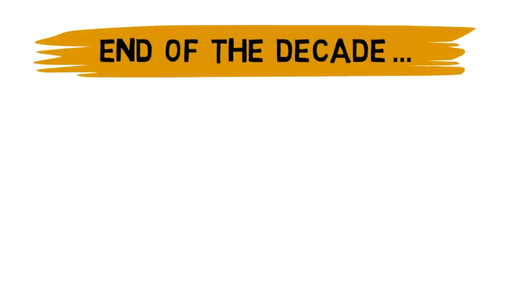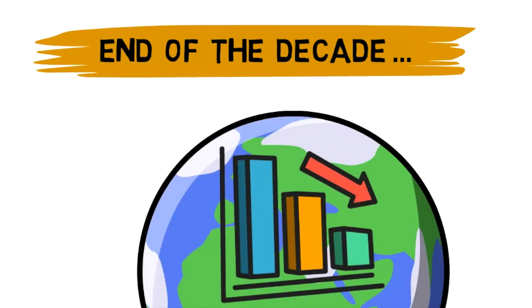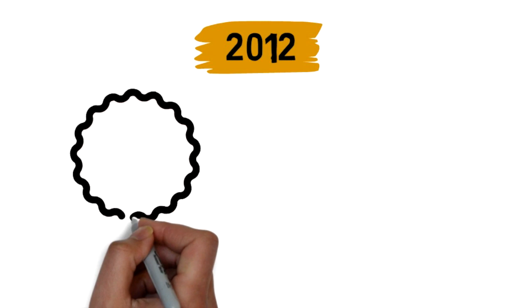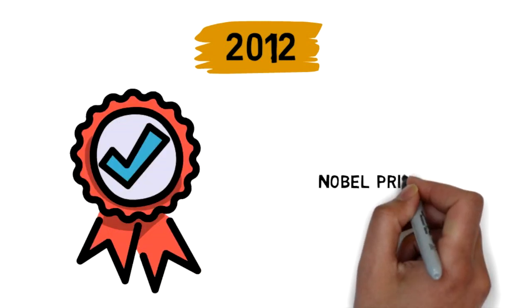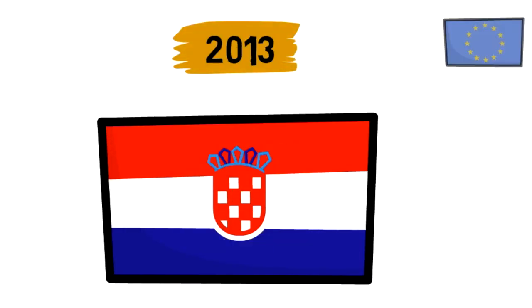In the end of the decade, the world was hit by a global financial crisis. Many businesses closed and many people lost their jobs. In 2012, the European Union was awarded the Nobel Peace Prize because of its contributions to peace, democracy, and human rights in Europe. Croatia became the 28th member to enter the EU in 2013.